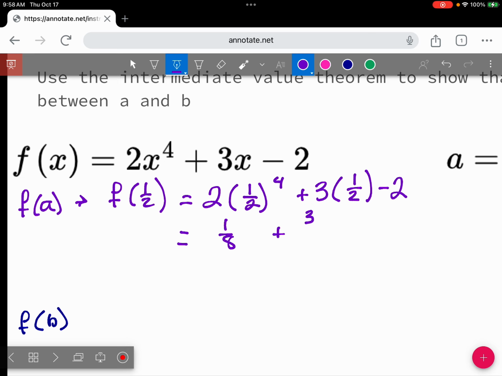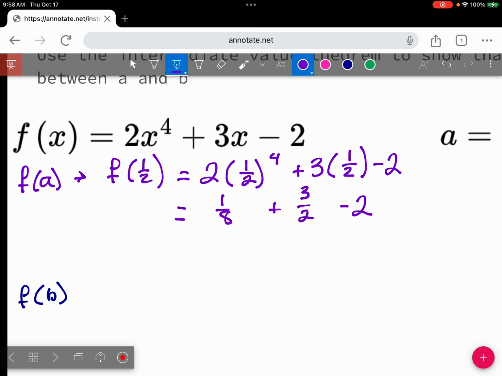Plus 3/2 minus 2. So what are we going to get when we simplify our f of 1/2? What is the value of f of 1/2? Negative 6/16. Is that correct? It's probably not. Yeah, it's just not simplified. So that would be negative 3/8.